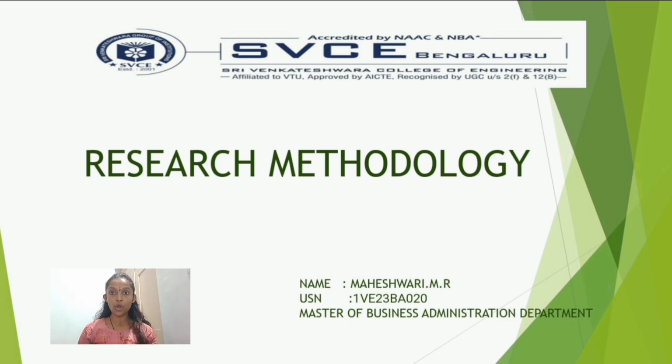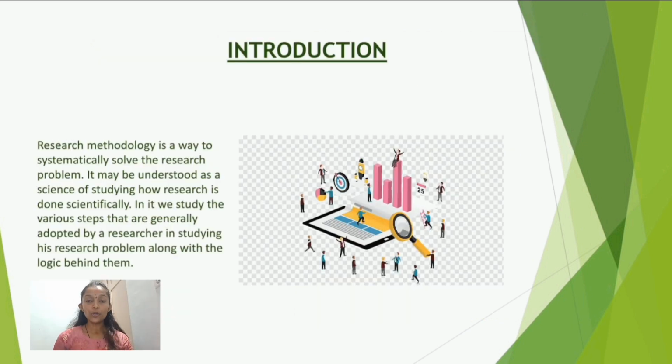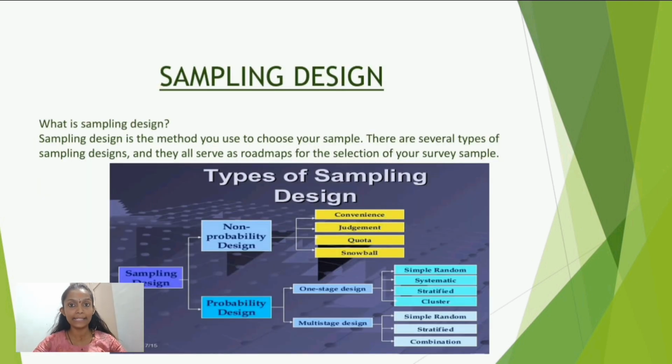Firstly, let me go through the introduction of research methodology. Research methodology is a way to systematically solve a research problem. When a person starts research on any topic of interest, there are systematic methods to resolve the research problems. It may be understood as a science of studying how research is done scientifically. We study the various steps generally adopted by researchers in studying a research problem, along with the logic behind them. Let me explain the meaning of sampling design.